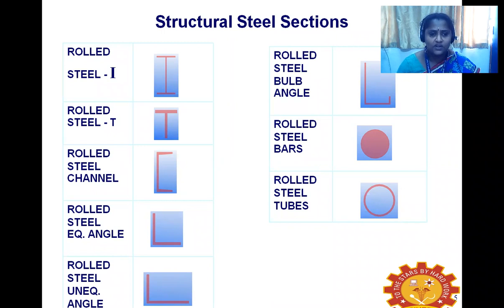And the other method of forming the structural steel sections we have is cold formed sections. These are all the basic shapes available. And moreover, rolled steel bars, that is the very common one which we are using for reinforced concrete sections.